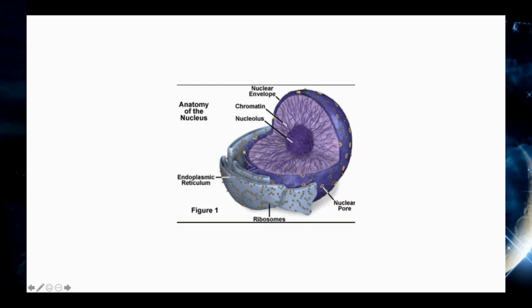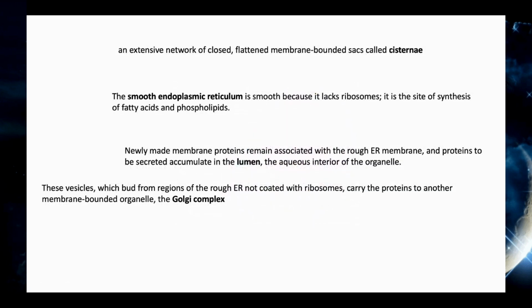Okay, so let's see. It's a little bit on the endoplasmic reticulum. An extensive network of closed, flattened, membrane-bound sacs called cisternae. And smooth endoplasmic reticulum is smooth because it lacks ribosomes. It's a site of synthesis of fatty acids and phospholipids. So it's like a little factory. It's one of Otangelo's factories. One of them factories that proves God.